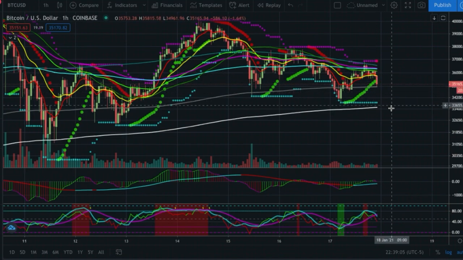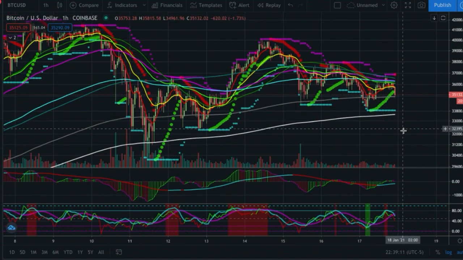failed to get above it at all this time, and then got rejected again. So what we would expect now is a move all the way down to the 528, our next target being that 33,500 range. If we break down below that, we'll look at that as a buying opportunity.